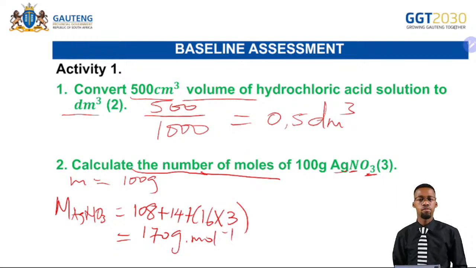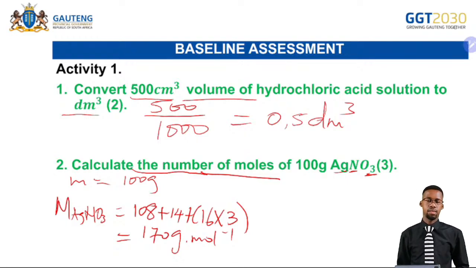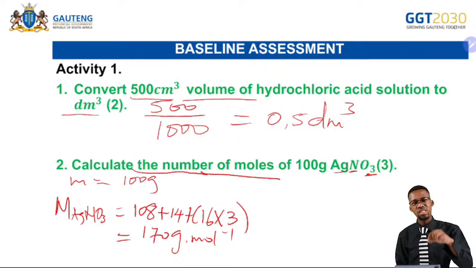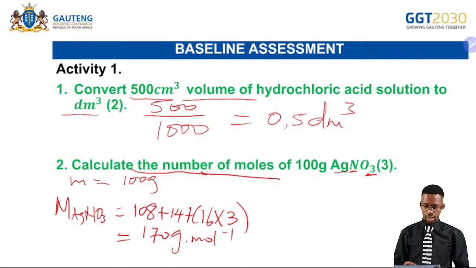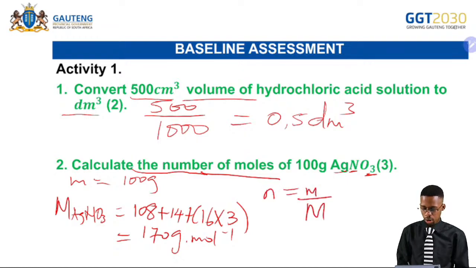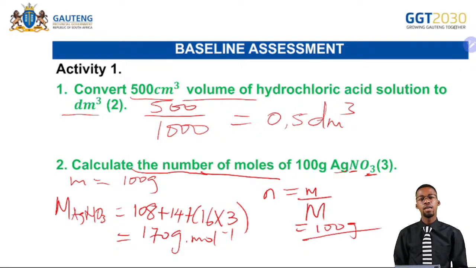So this is what you have. You have the small mass, you have the big mass. So this informs the kind of number of moles equation that we are going to use. That says number of moles is equal to sample mass divided by molar mass. So what is your small m? It's 100 grams divided by molar mass, which is 170 grams per mole.